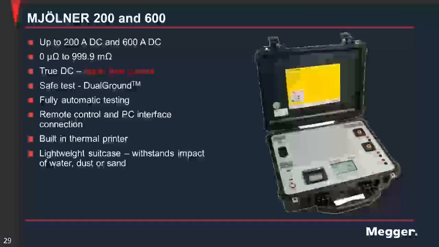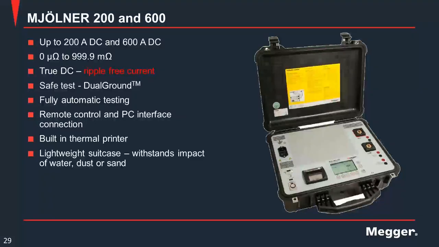The MIOM 200 and 600 is a very good product for applications in high noise environments, like in a 500 kV system, because it has a special design against high noise interference. The maximum current is 200 amp DC, and there is also another type with 600 amp DC. Ripple free current means through DC there is no ripple on the current output, which can avoid the false trip. Fully automatic testing can be remote controlled by PC, and it is also built in with a thermal printer and lightweight suitcase.